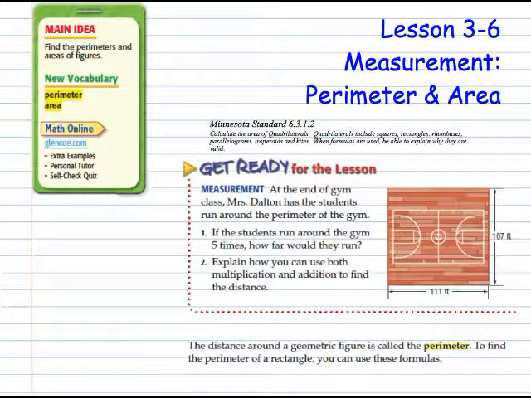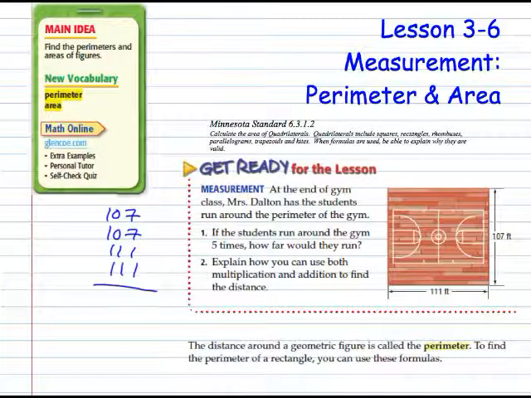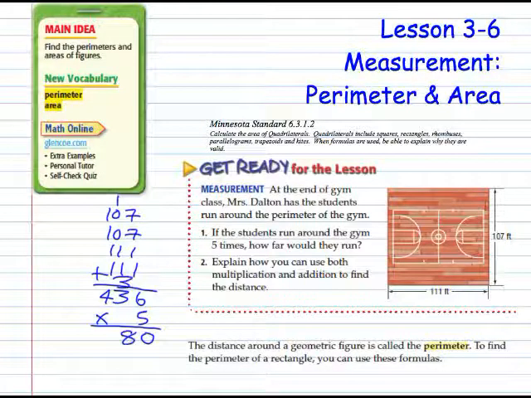Well, if we add 107 plus 107 plus 111 plus 111, that would give us the distance around the gym using addition. If we multiply that times 5, we get the distance that students would run 5 times around the gym, which is 2,180 feet, both distances in feet.